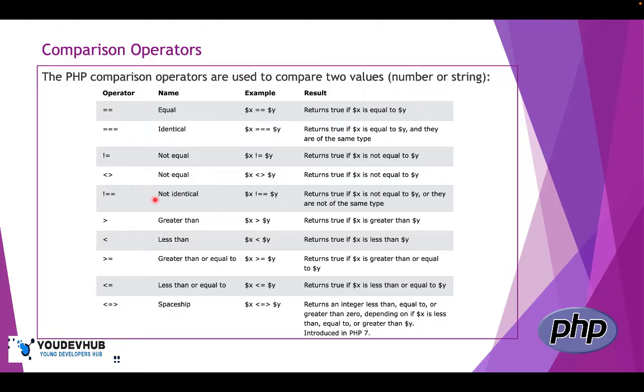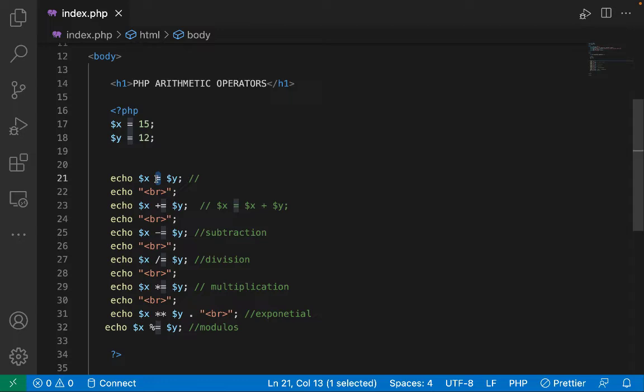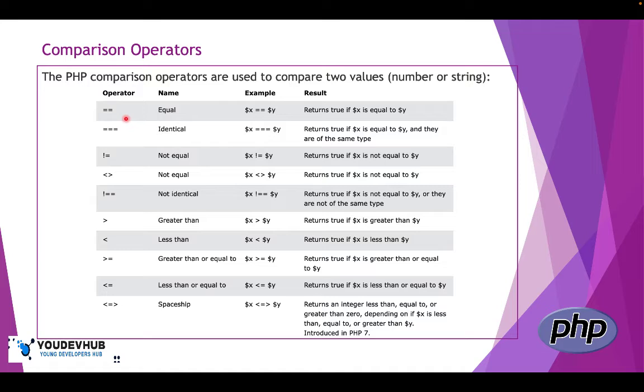Then we have the comparison operators. The PHP comparison operators are used to compare two values, number or strings. We have the equals. For writing equals in PHP, we'll discover that we'll be writing a single one. This single is not an equal sign. It means this value is assigned to this value. But for equal, when you have a double equal, it returns true if x is equal to y. That is, if the values are exactly equal.